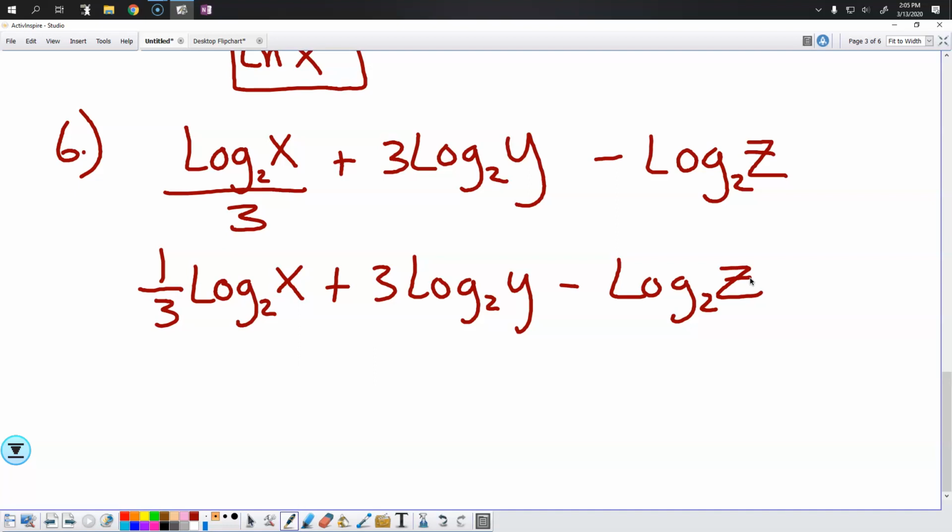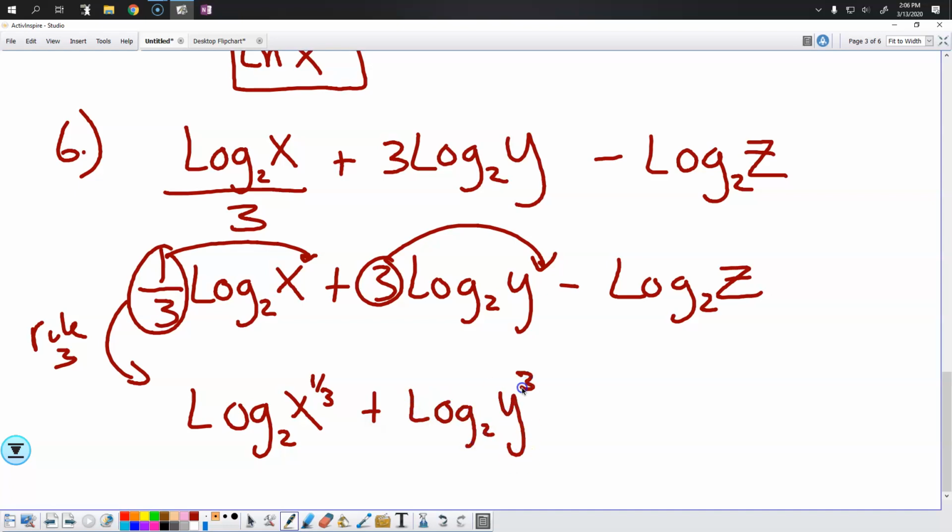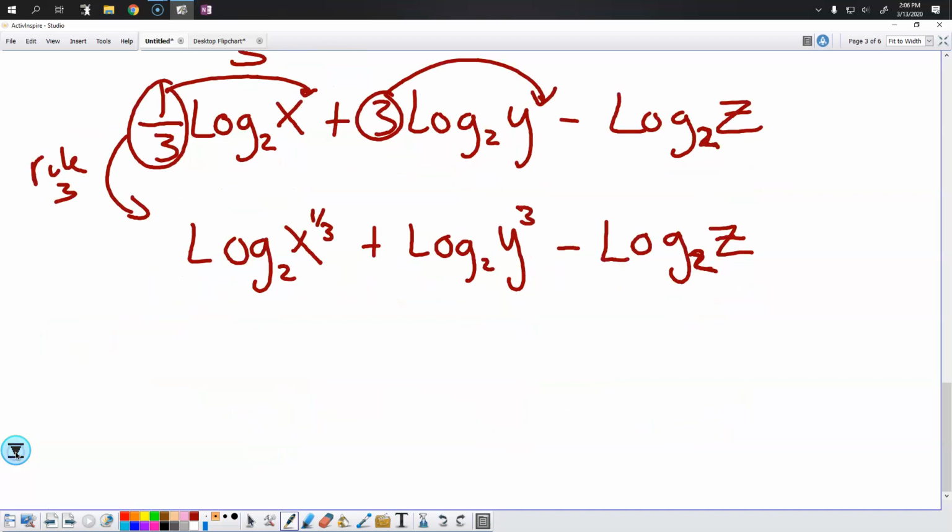That's right. So we're going to apply Rule 3 here. I can take this and make it a power. I can take this and make it a power. So I have log base 2 of x to the 1/3 plus log base 2 of y to the 3rd power. And this is a 2, by the way. My 2's and z's look the same, but I'm putting a line through my z's so you guys know which one it is.